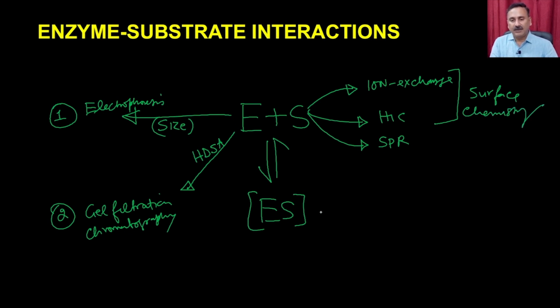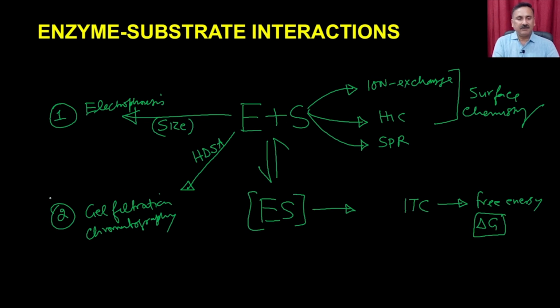And the fourth is that you can also measure with the help of ITC. You can measure the free energy of the molecule and calculate the change in delta G, and that's how it tells you whether the substrate is interacting with the enzyme or not.